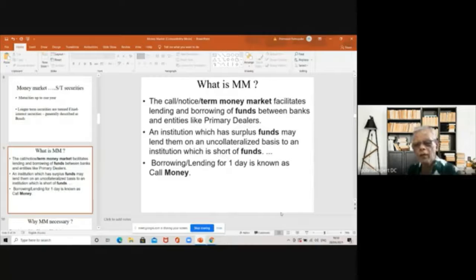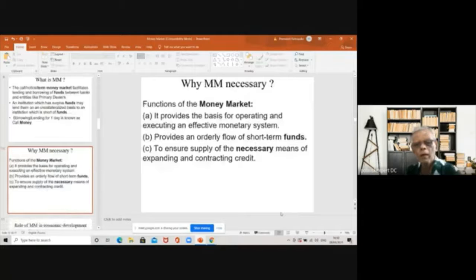So the borrowing and lending for one day is also known as call money. Why is the money market necessary? Functions of the money market. It provides the basis for operating and executing an effective monetary system. Now, with yesterday's discussion, do you agree with this? We said the money market particularly is the starting point of the yield curve or the interest rate curve, running to 1 week, 1 month, 3 months, 6 months, 1 year, and so on and so forth.